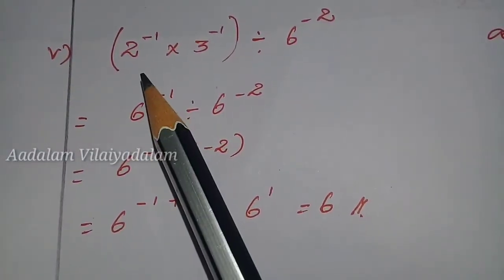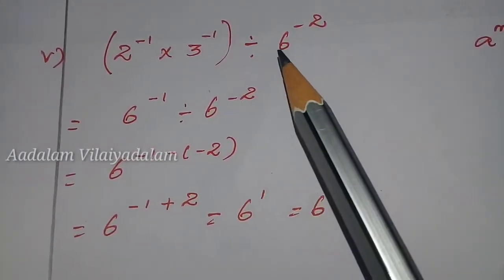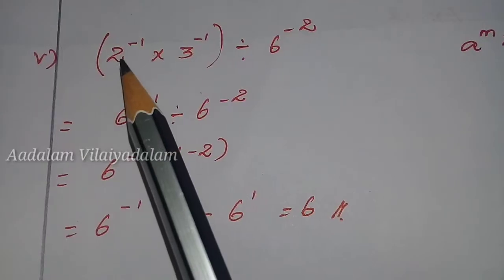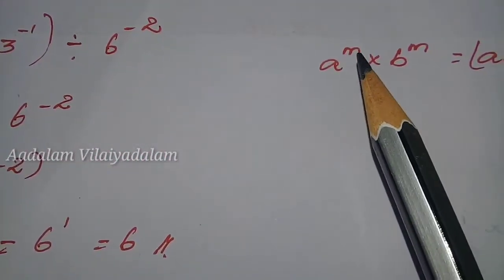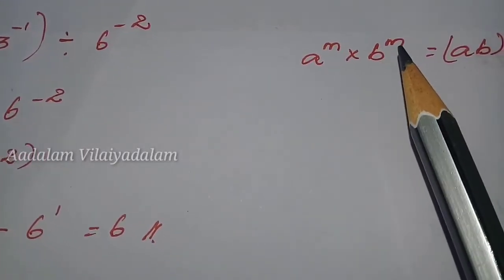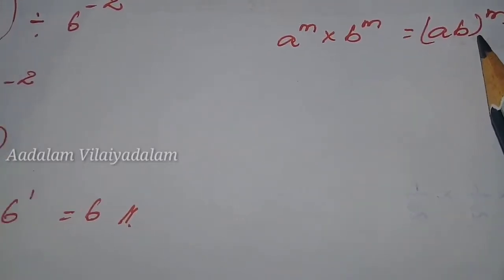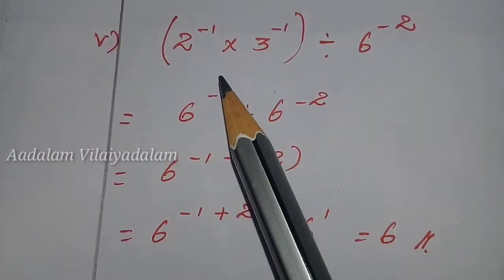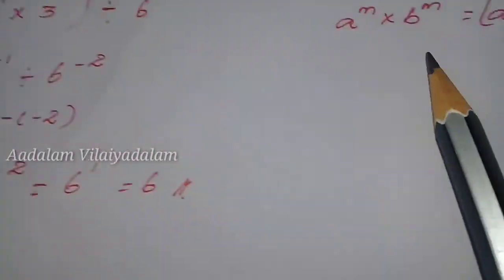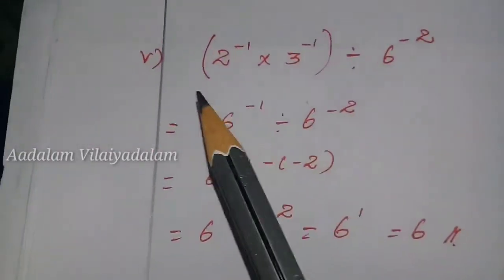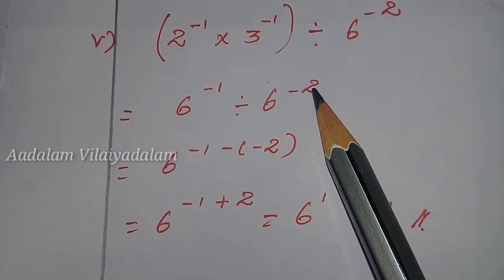Fifth question, 2 power minus 1 into 3 power minus 1 divided by 6 power minus 2. Here the base is different, the power is equal. The formula is a power m into b power m is equal to ab whole power m, that is a product only. Here 2 3s are 6 power minus 1 divided by 6 power minus 2.